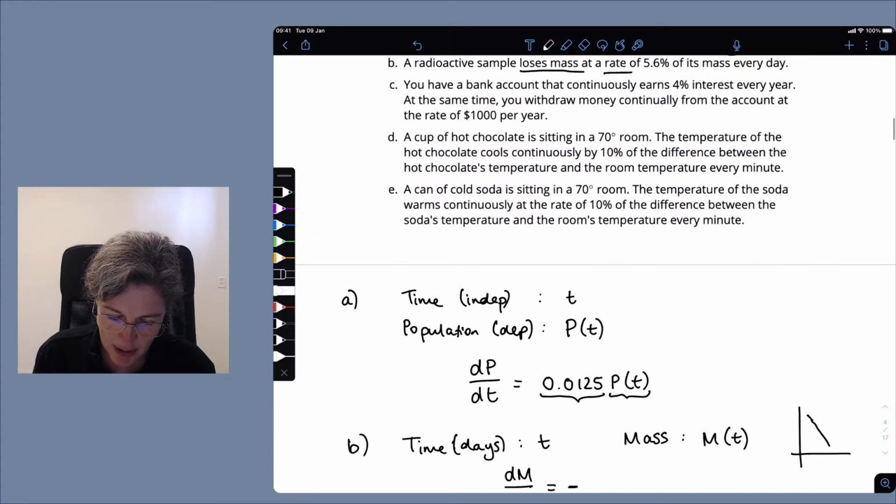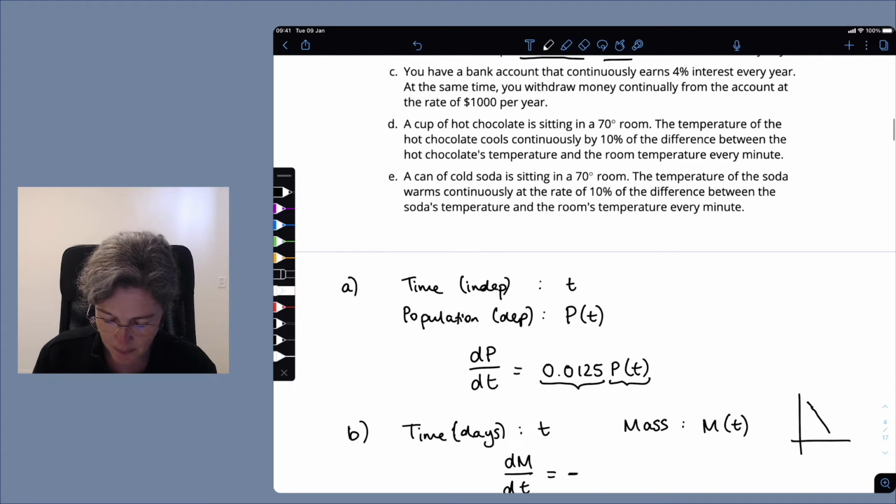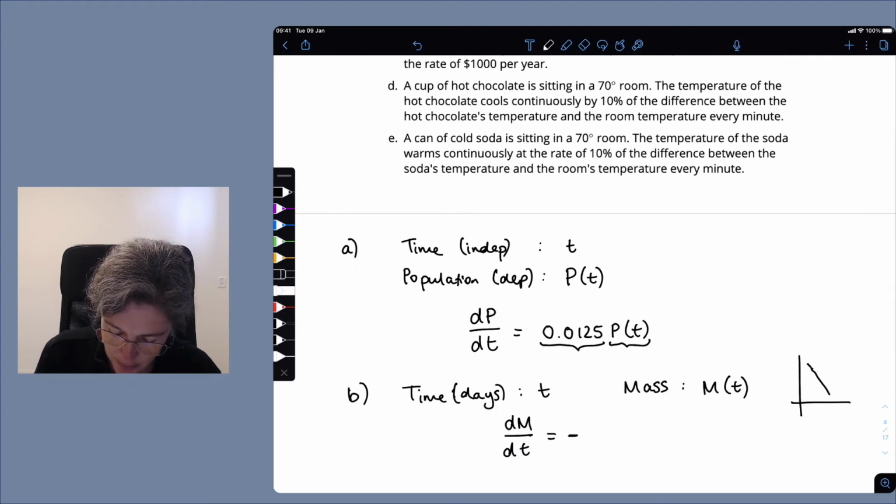Now we want to think about it's losing mass at a rate of 5.6% of its mass. So that means over the space of 1 day, the amount that it goes down is 5.6% of whatever it was at the start of that day. So what we must have is that this is 0.056, because that's 5.6%, times whatever its mass was.